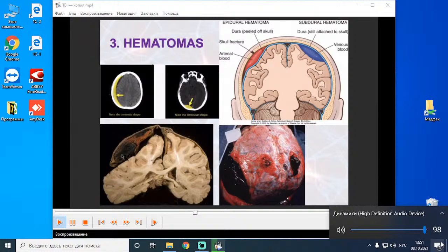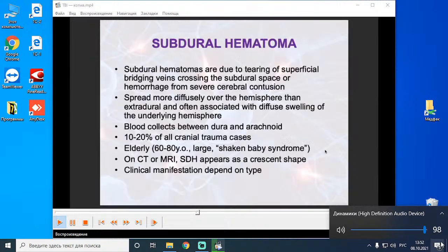Next one, subdural hematoma. Subdural hematomas are due to tearing of superficial bridging veins crossing the subdural space or hemorrhage from severe cerebral contusion. They spread more diffusely over the hemisphere than extradural hematomas and are often associated with diffuse swelling of the underlying hemisphere. Blood collects between the dura and arachnoid. They make up 10 to 20% of all cranial trauma cases, in the elderly, 60 to 80 years old, and in shaken baby syndrome. On CT or MRI, subdural hematoma appears as a crescent shape.